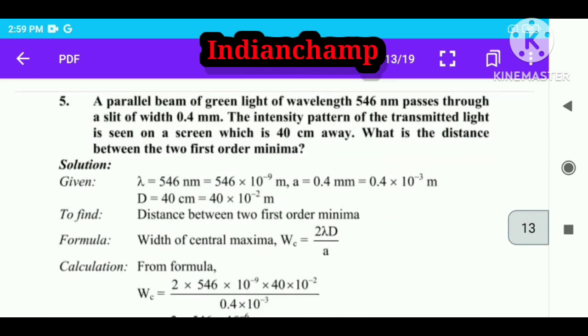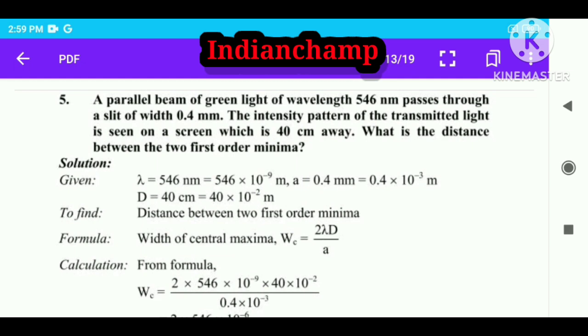Question number 5. A parallel beam of green light of wavelength 546 nm passes through a slit with width 0.4 mm. The intensity pattern of the transmitted light is seen on a screen which is 40 cm away. Find the distance between the two first order minima.